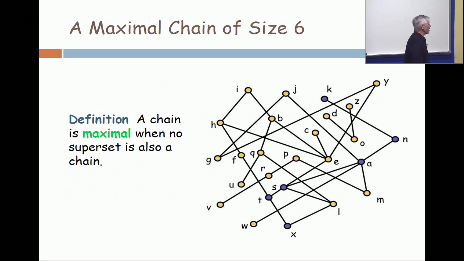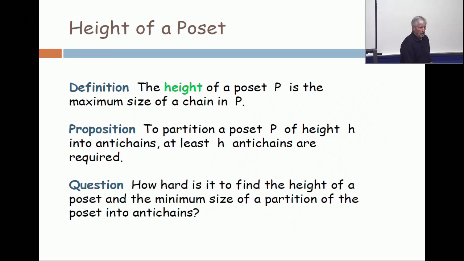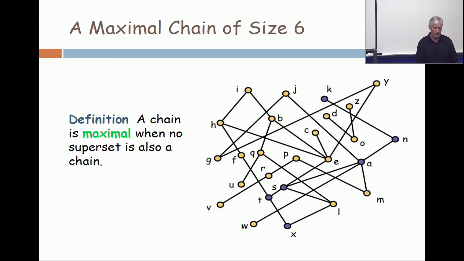Now here's a chain that's even bigger. It's a different one. What is that letter? ASTX. There's a chain of size 6. And that's maximal. You can't do any better. The notion of height. The height of a poset is the maximum size of a chain. Let's skip that second line for a moment and go back to this picture. What's the height of that poset?